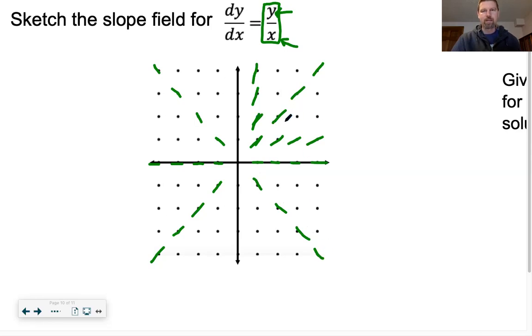As I go this way, the slopes get less and less steep, right? So I can do that, which means as I go this way, they get more steep, right? It's going to look something like that. I can check that on this side too, right?